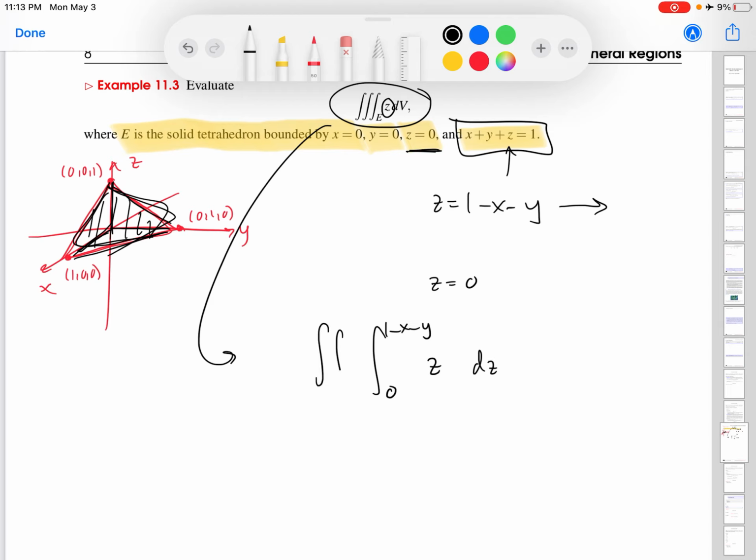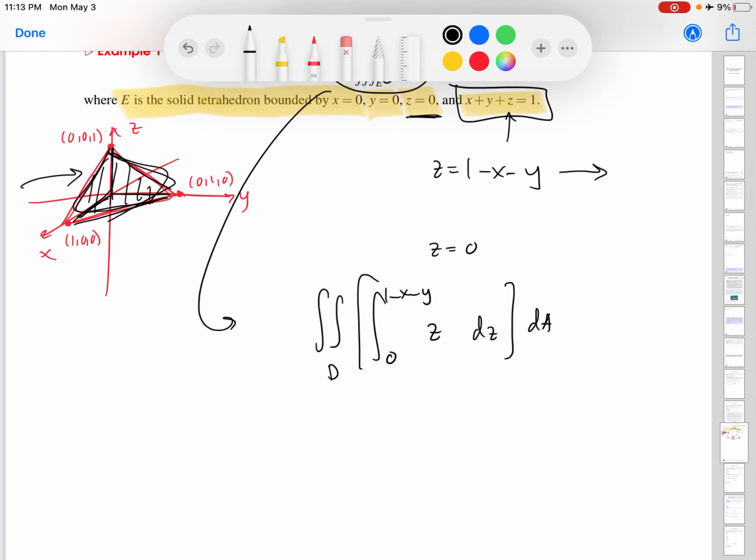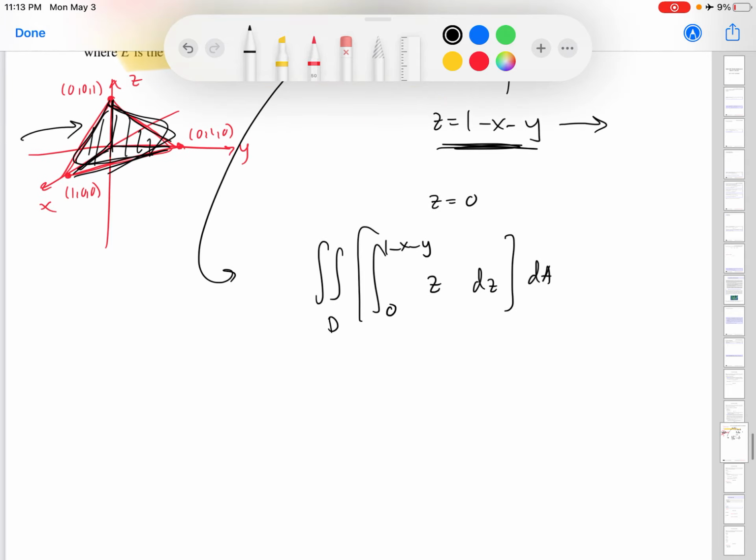Great. And then I am left doing a double integral over the planar region that this plane projects down to. So let's draw that. What is the planar region that it projects down to? Well, it's kind of embedded in here. It's this 1 minus x that we had gotten, y equals 1 minus x, going from y equals 1 all the way down to y equals 0 at x equals 1.